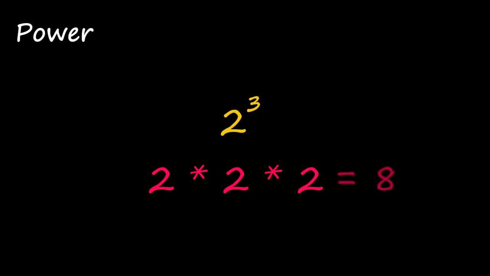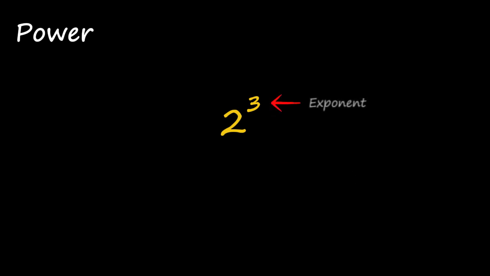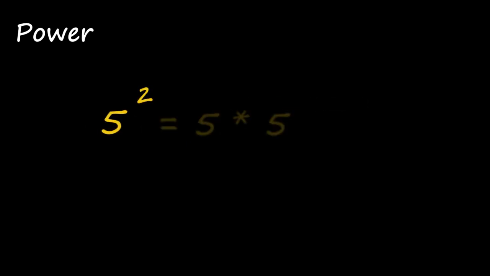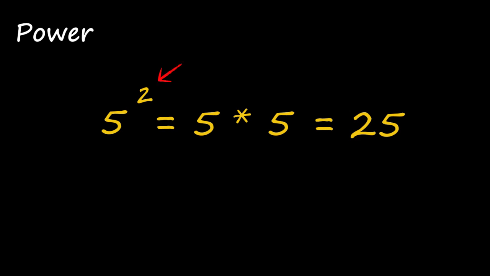What is a power? Let's break it down. 2 to the power of 3 equals 2 multiplied by 2 multiplied by 2, which equals 8. So 2 to the power of 3 equals 8. Notice that the small number above is called the exponent and the large number below is called the base. In this example, 2 is the base, 3 is the exponent. Another example, 5 squared. This means 5 times 5, which equals 25. So 5 squared equals 25. The exponent tells us how many times to multiply a number by itself.